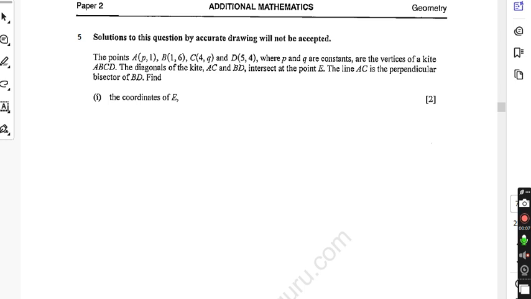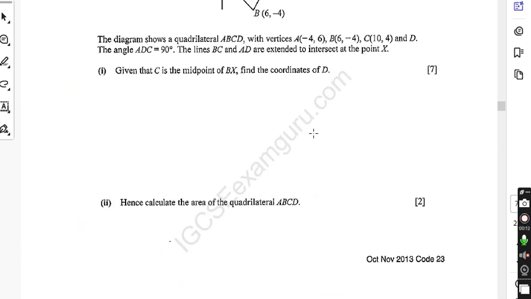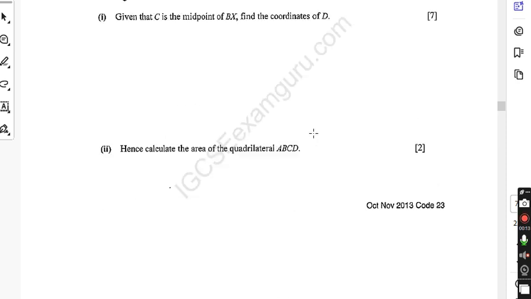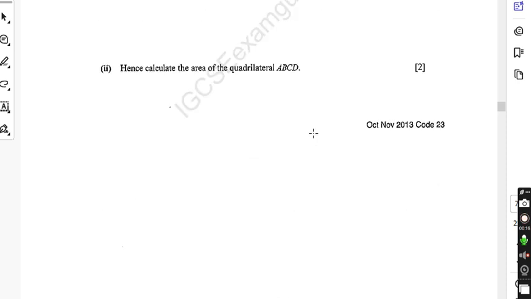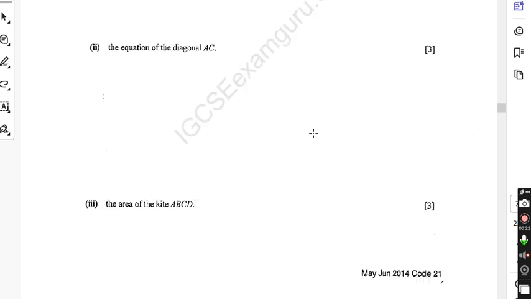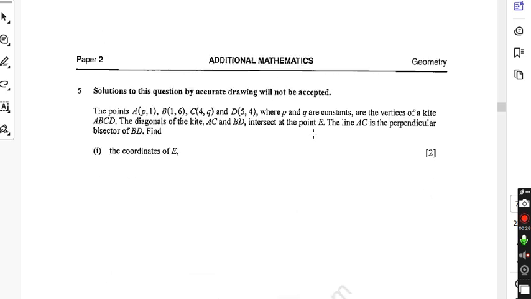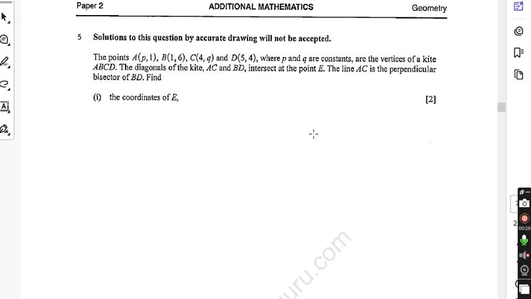Students, in the last lecture we did question number 4 from past papers of coordinate geometry. That question came in the October-November 2013 paper 2-3. Today we are going to do question number 5. This question came in the May-June 2014 paper 2-1. Let's have a look at question number 5.